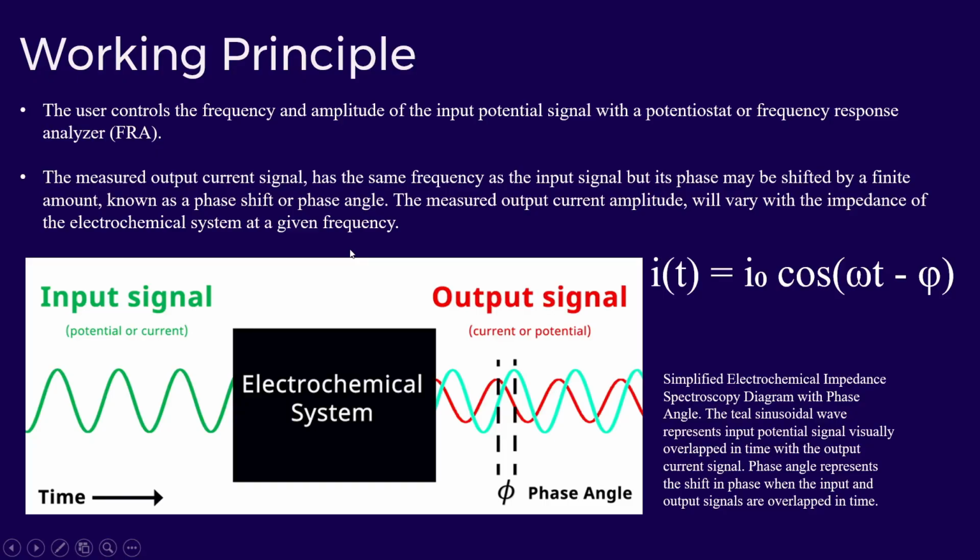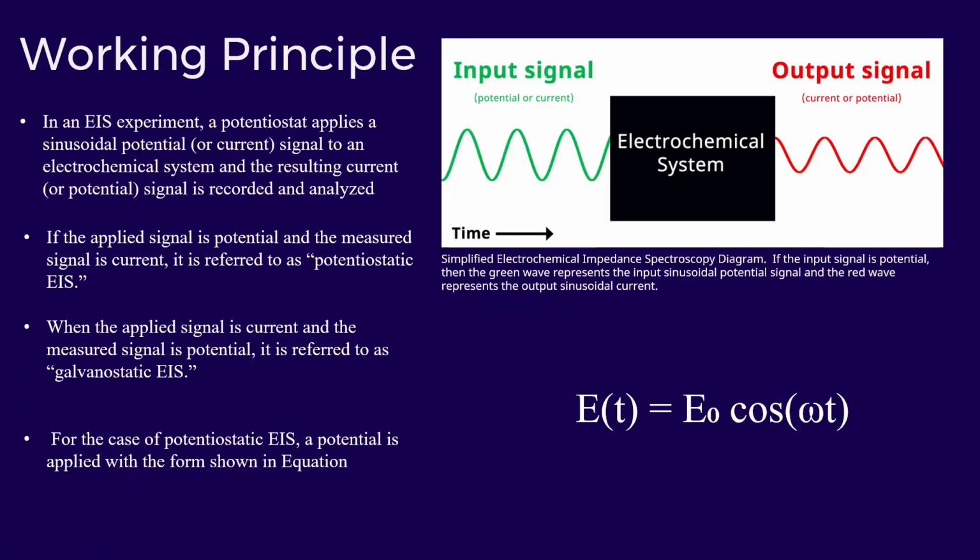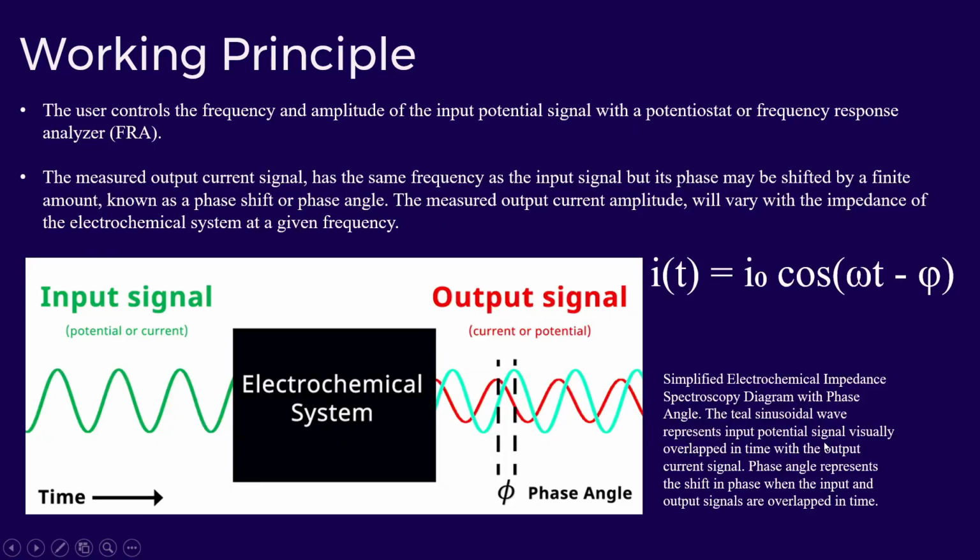So we saw the equation of the input, that is E(t) is equal to E naught cos omega t, and the equation of the output signal in the current would be i(t) equal to I naught cos(omega t minus phi), where phi is the phase angle.